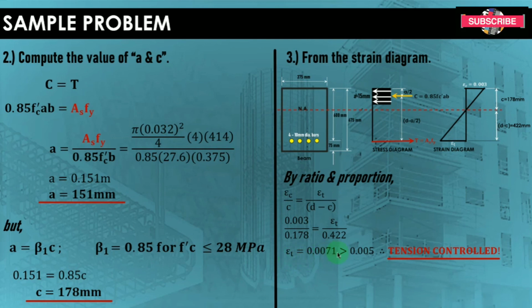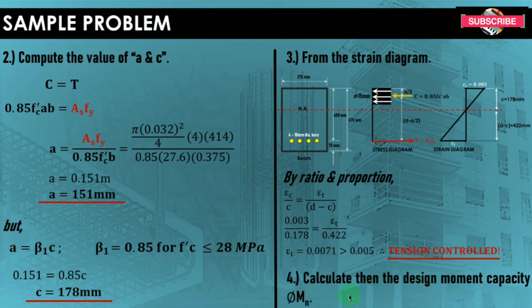0.0071. Take note that this is greater than 0.005 kasi doon sa previous discussion at saka sa code natin, kung tension control siya, kailangang equal or greater siya ng 0.005, but this time yung actual na tensile strain natin is 0.0071, which is greater than the 0.005. So we can say that this is a tension controlled section. Okay? So, ngayong alam na natin na tension control siya, so we have now this number 4 step.